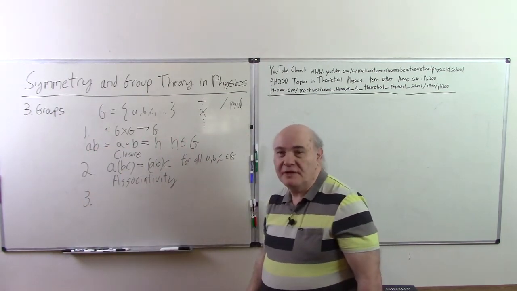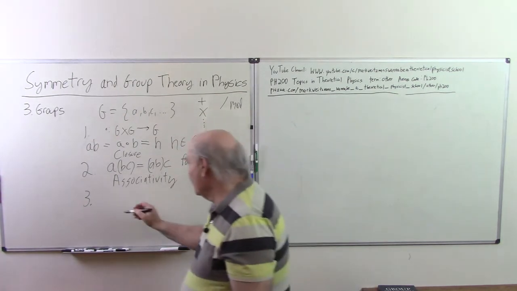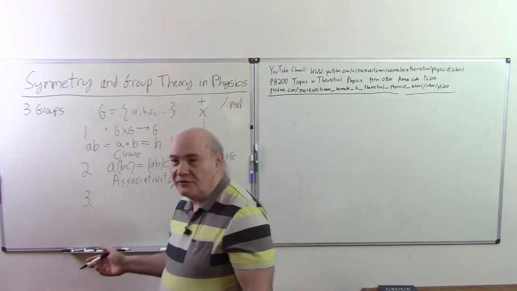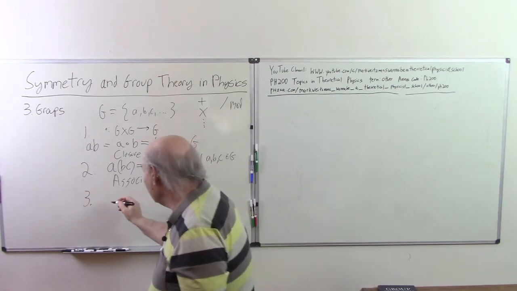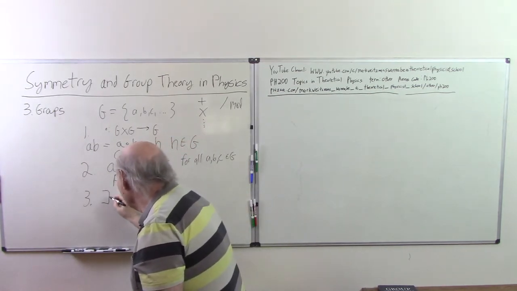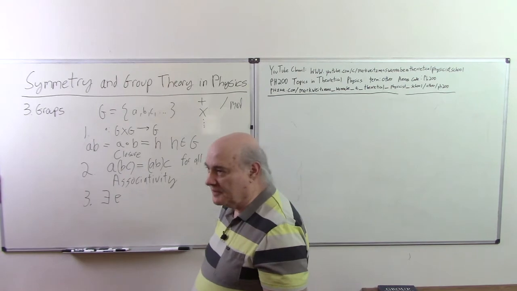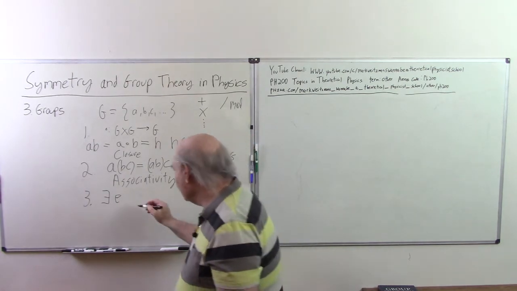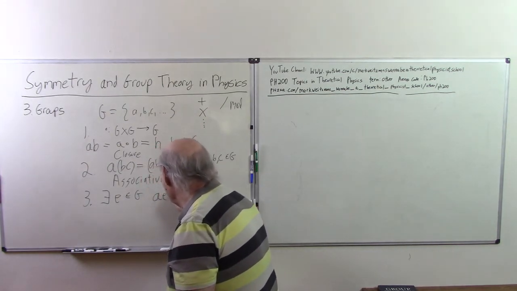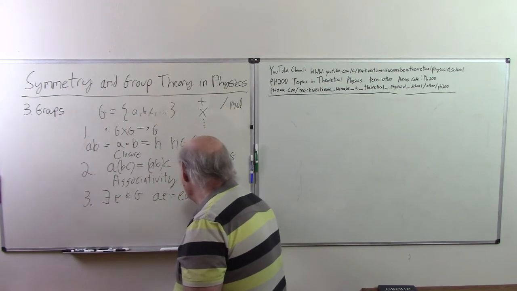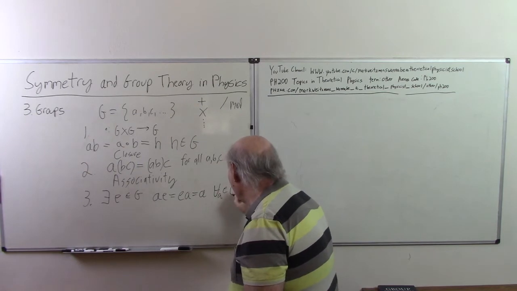Third rule is very simple. Every group has one and only one identity element. You can prove that there's only one. Usually in the axioms they say there exists an identity element, and then you prove that. But I'm not interested in a minimal set of axioms. So there exists, what we usually call it is E, that comes from the German. So there exists an E in G such that AE equals EA equals A for all A in G.